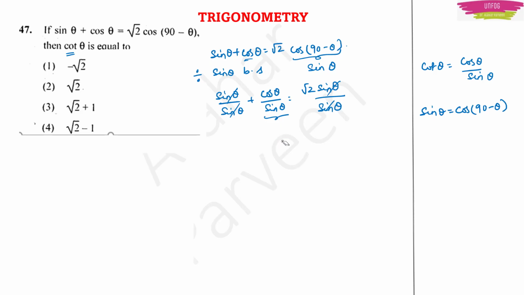I'll write it properly. Cot theta, and here I have 1 and here I have root 2. Okay. So with this I get cot theta is equal to root 2 minus 1. This is the value for cot theta and this is there in my option 4. Okay. So that will be our correct answer. So trigonometry also we have got 2 to 3 questions till now. So that's why trigonometry is also a very important chapter.